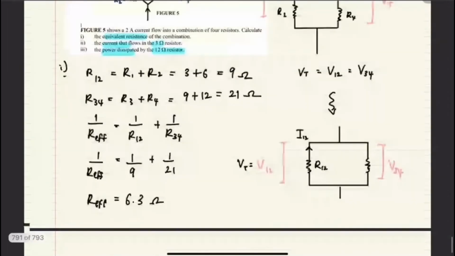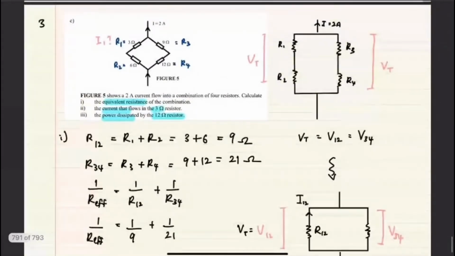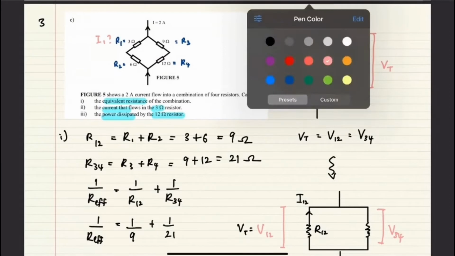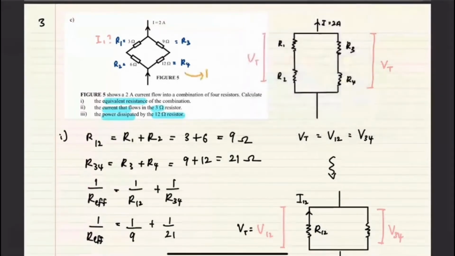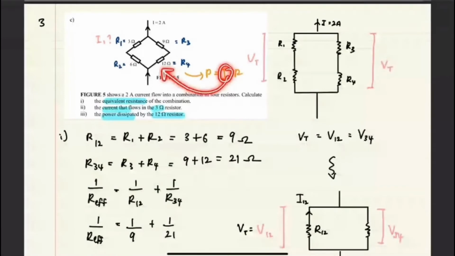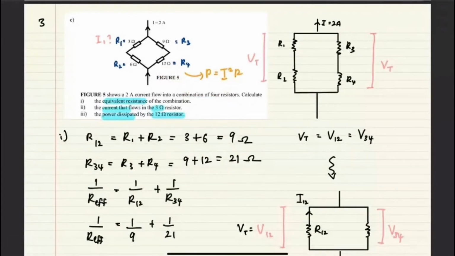Okay, C3 pula maksudnya kata find the power dissipated by the 12 ohm resistor. So if you want to calculate P over here, basically you have to use P equals I squared R. I have to use R corresponding to the 12 ohm, and I corresponding to the current that passes through that particular resistor.